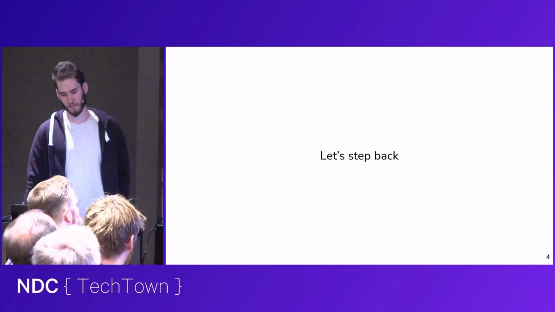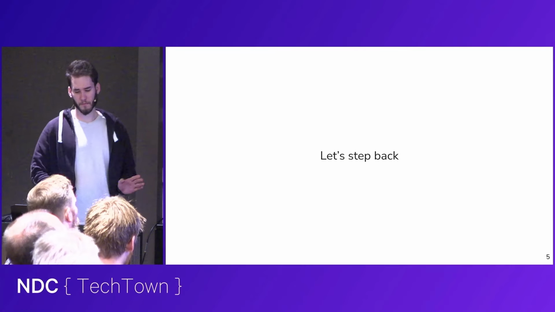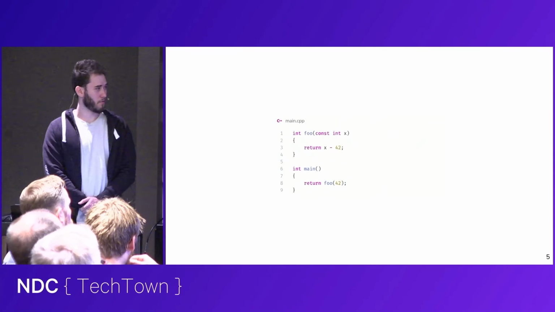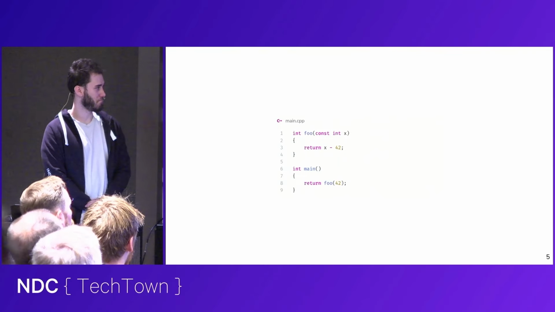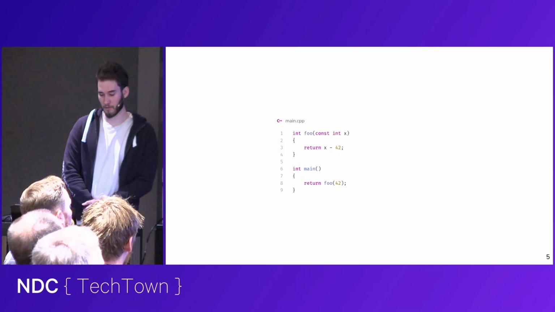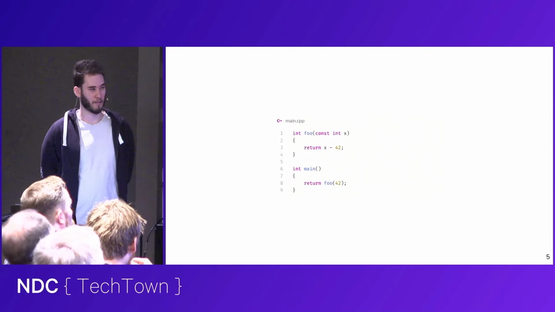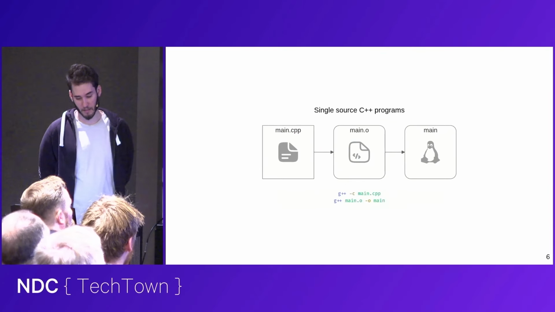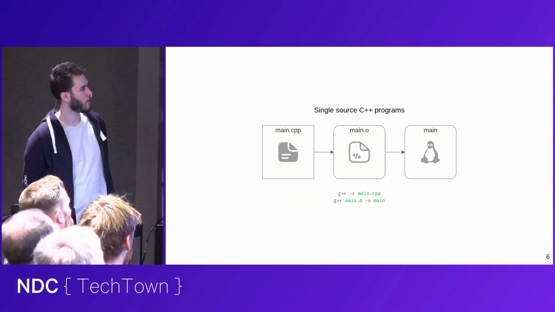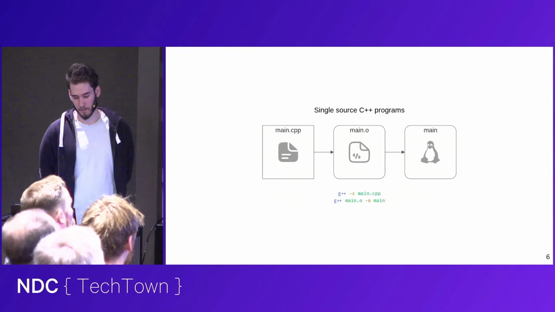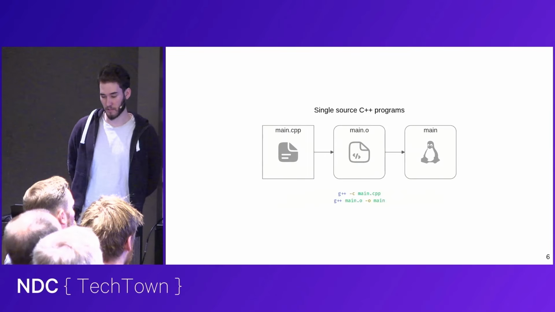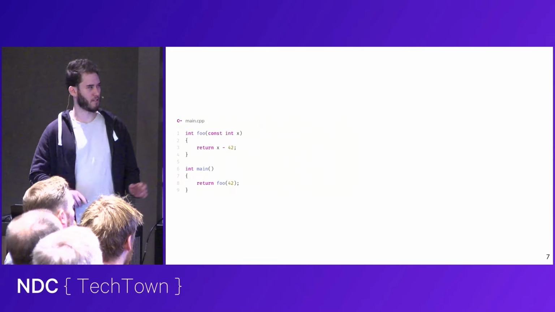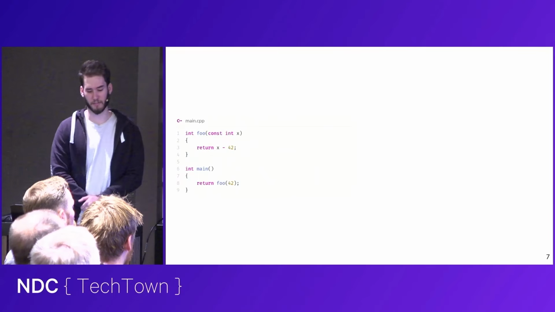And for that, I would like to step back a little bit. Let's take a look at a simple C++ program. You just have a main function, a foo function that takes in an integer, returns integer minus 42, and that's one of the simplest programs you can have. Just a function, and when you compile this file, you just invoke your compiler to create an object file, then you link that file into an executable. Very simple.